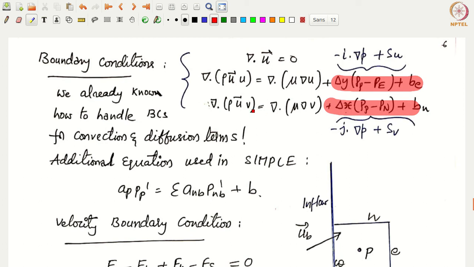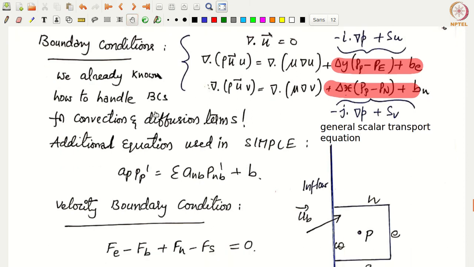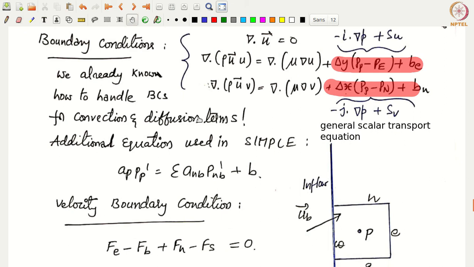Basically, and then for the y momentum equation, what we have is del dot rho u bar v equals del dot mu grad v plus minus j dot grad p plus Sv. Okay, these are both basically similar to the general scalar transport equation. So as such, we know how to handle the boundary conditions for these convection and diffusion terms. Okay, it's only basically a matter of changing phi to either u or v and solving them, right, for Cartesian meshes or for orthogonal meshes. In fact, we also know how to do this for non-orthogonal meshes.